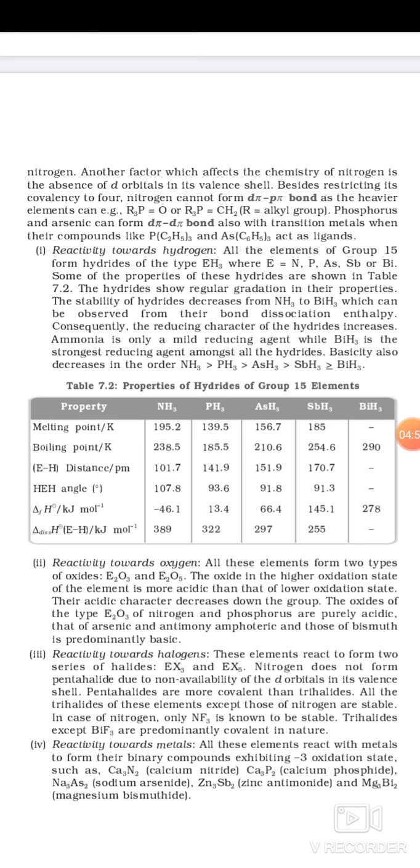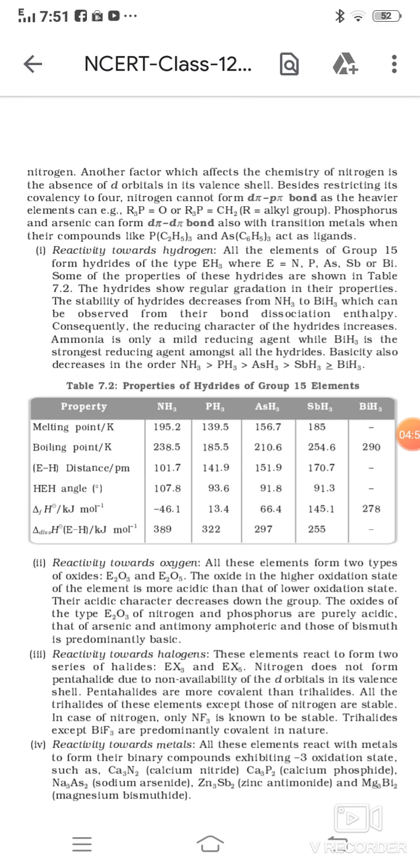Phosphorus and arsenic can form d-pi bonds along with transition metals when their compounds like P(C2H5)3 and As(C6H5)3 act as ligands. So these are all about the oxidation state and trends in chemical reactivity.